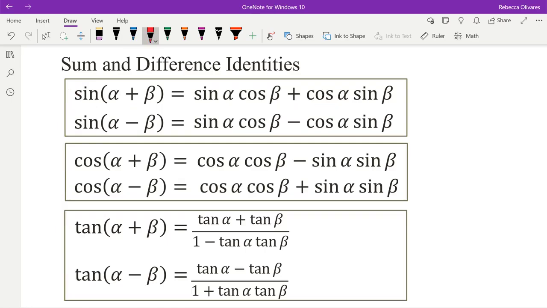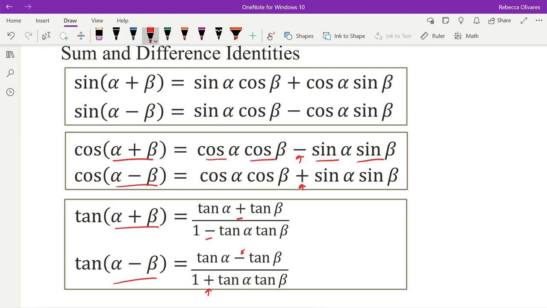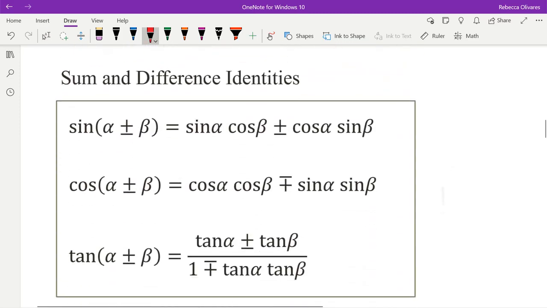For the cosine of alpha plus beta, the sum identity, we have cosine alpha cosine beta minus sine alpha sine beta. And then for the cosine difference identity, it's a plus sign here. So cosine alpha cosine beta plus sine alpha sine beta. And then you'll see that with your tangent sum identity, we have tangent of alpha plus beta in the numerator, and then 1 minus tangent alpha times tangent beta in the denominator. And for the difference identity, we have a minus sign in the numerator and then a plus sign in the denominator.